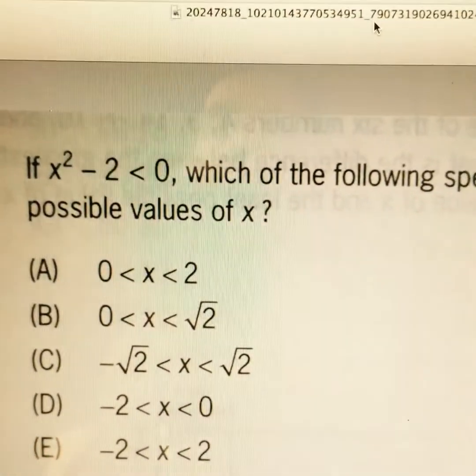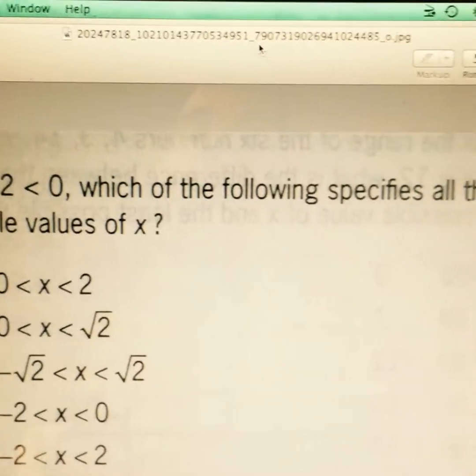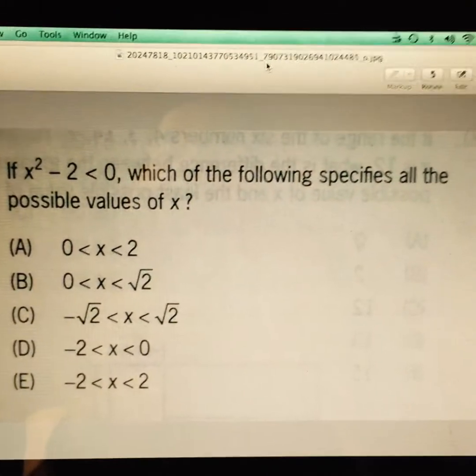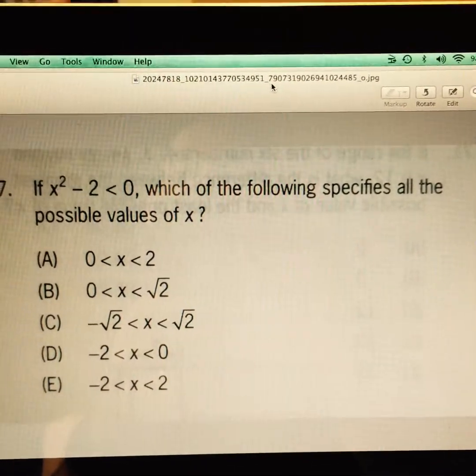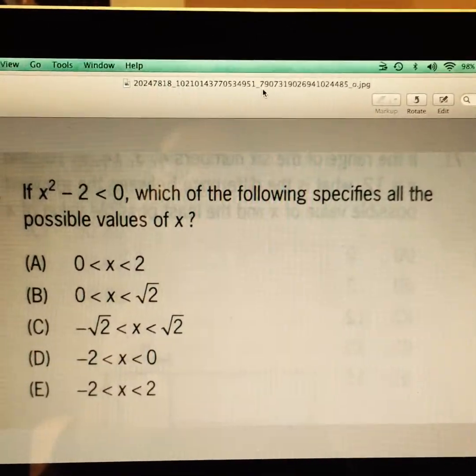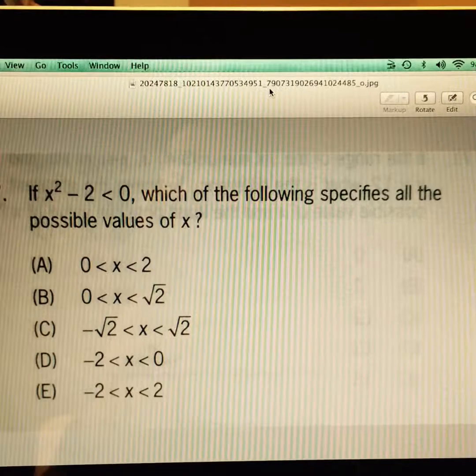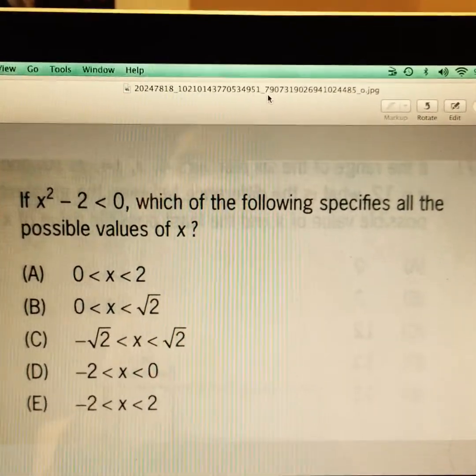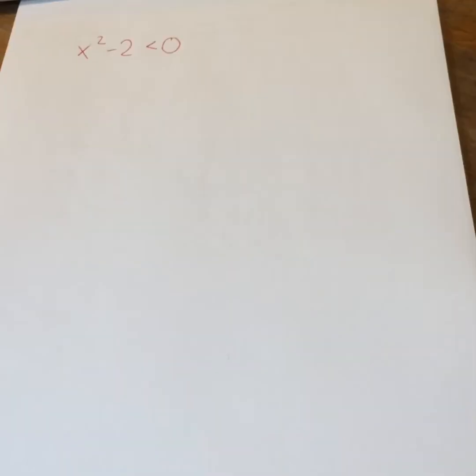If x squared minus 2 is less than 0, which of the following specifies all the possible values of x? As you can see, there's 5 answer choices, and your job is to decide which is the right answer. Before I give you my solution, I'll give you all a chance to solve this on your own.